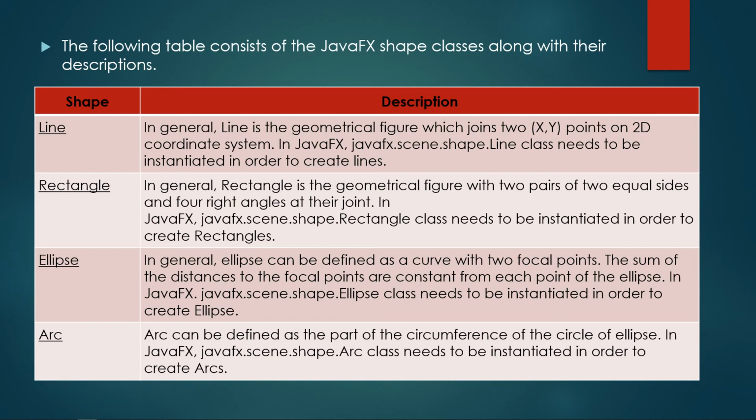Next we have the ellipse. In general, an ellipse can be defined as a curve with two focal points. The sum of distances to the focal points is constant from each point of the ellipse. In JavaFX, the javafx.scene.shape.Ellipse class needs to be instantiated in order to create an ellipse.